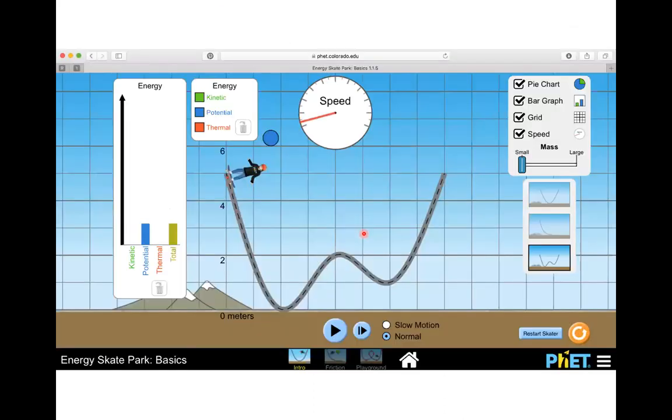There's also this simulation and other extra resources that I highly suggest that you explore because this is a really fundamental concept in physics, the conservation of energy.